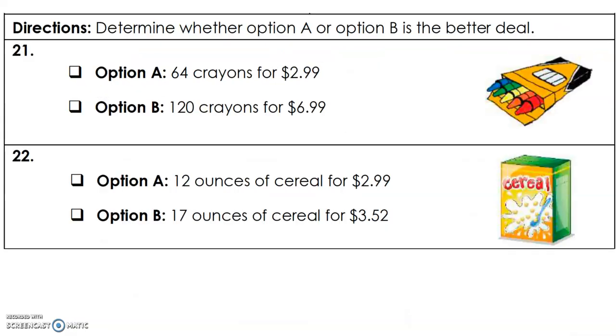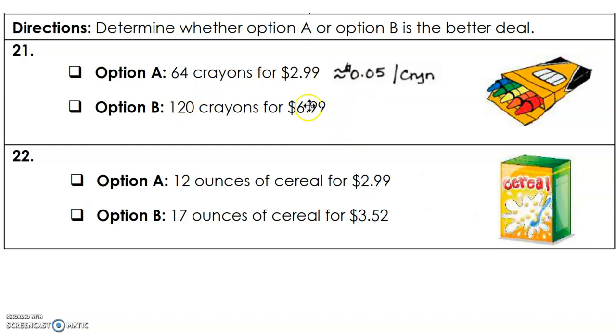So let's find a better deal. We have 2 boxes of crayons. We have options. Option A says we have 64 crayons for $2.99, or option B is a box of 120 crayons for $6.99. Which one's the better deal? Well, we have to find the unit rate to figure that out. So we put price over the quantity. So $2.99 divided by 64 gives us a unit rate of 5 cents per crayon.